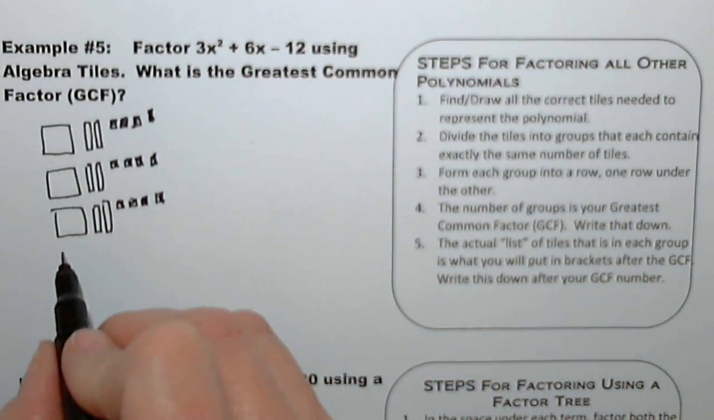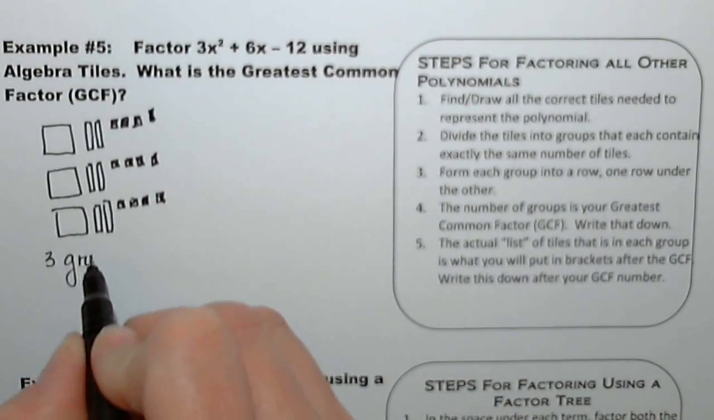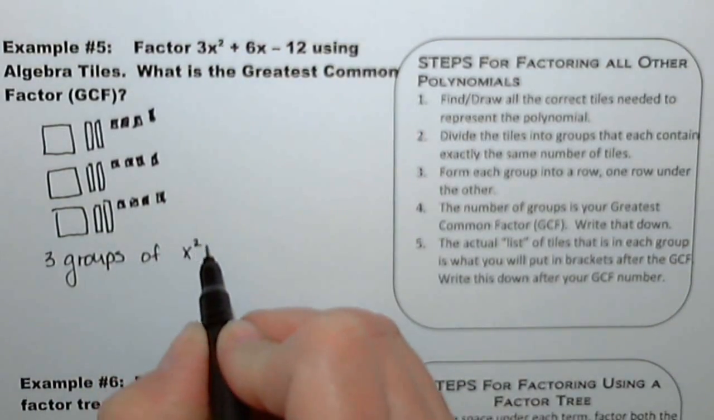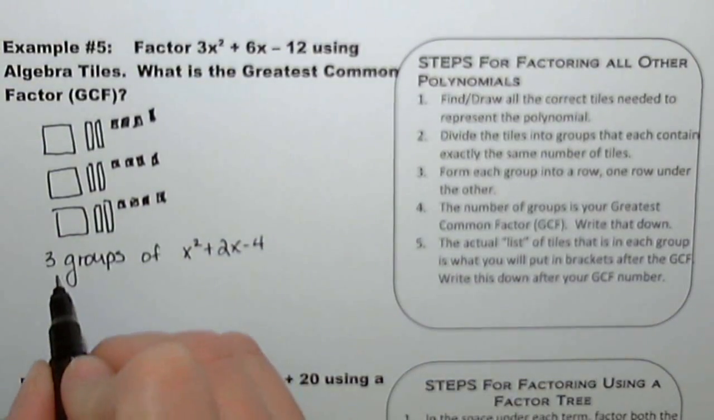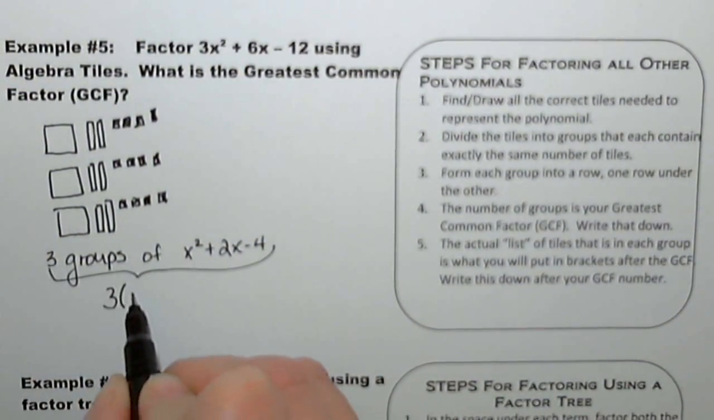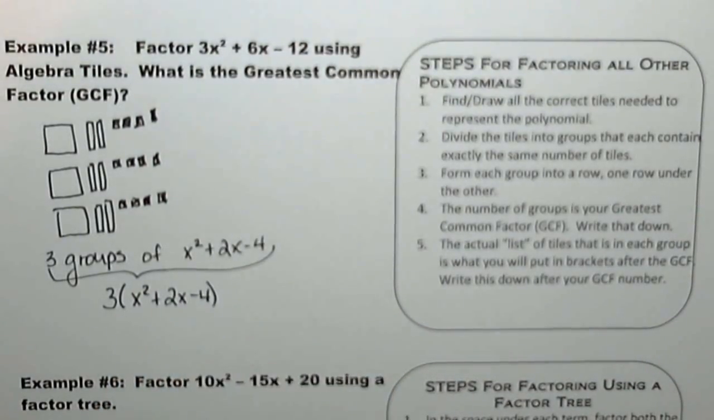Basically what you're going to do right now is you're going to decide what you have. You have 3 groups of an x squared plus a 2x minus a 4. And that translates into math as 3 bracket x squared plus 2x minus 4.